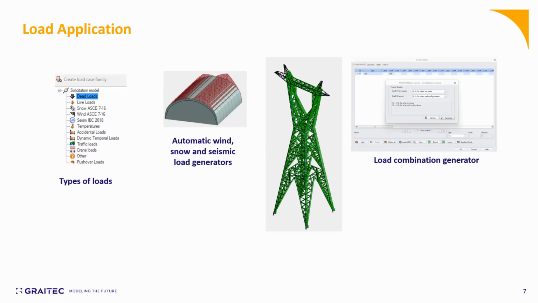Load application. As you see here, we have different types of loads that you can apply as load cases: dead, live, snow, wind, etc., based on the country codes. As well, here I have some examples of the automatic wind load generator. So wind on even open structures, as well as snow generators and seismic generators, as you see here. And finally, here on the right side, we have the automatic load combination generator in Advanced Design to basically create your combinations and automatically apply all of the required factors to the load cases.